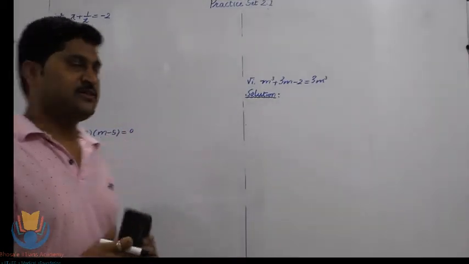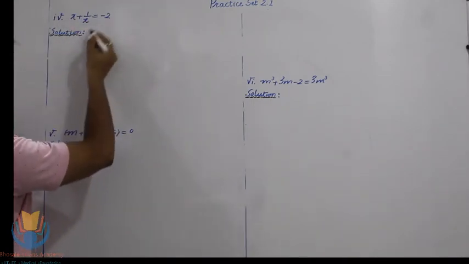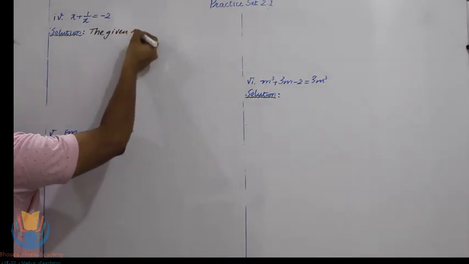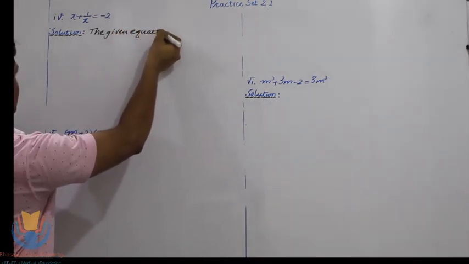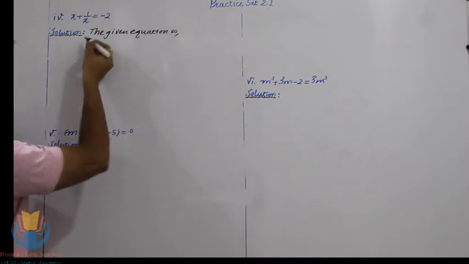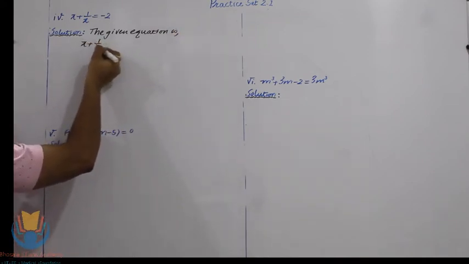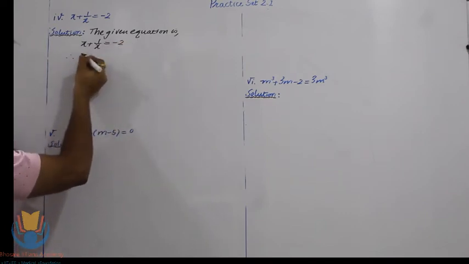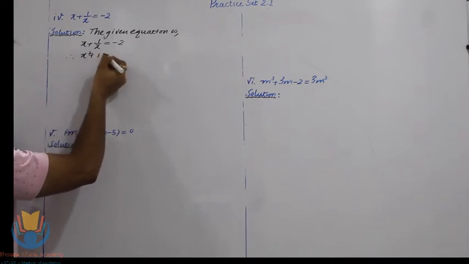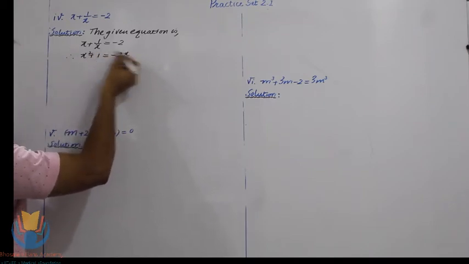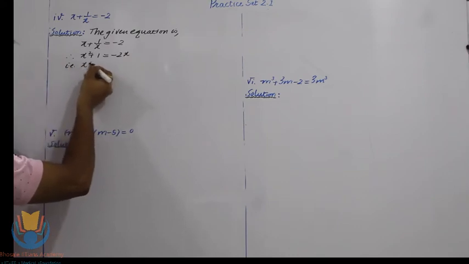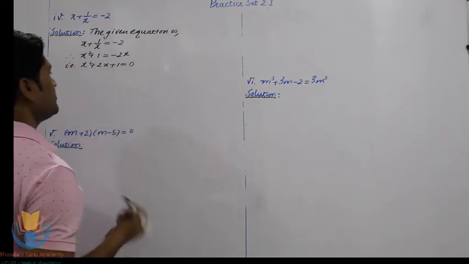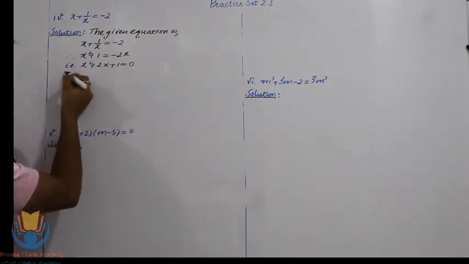Let's continue with the fourth sum. Here we have to copy this given equation as it is in the solution. That given equation is x plus 1 upon x, which is equal to minus 2. So let's multiply throughout by x. So this is x square plus 1 is equal to minus 2x, and taking this minus 2x to the left hand side, that will become x square plus 2x plus 1. Again it is a quadratic equation, so for that we have to write all those things.